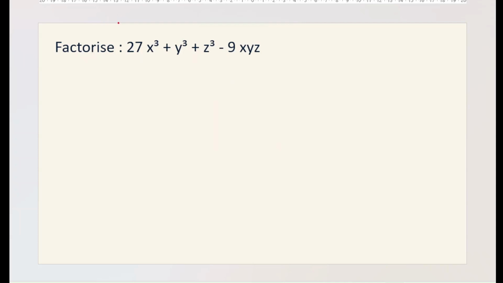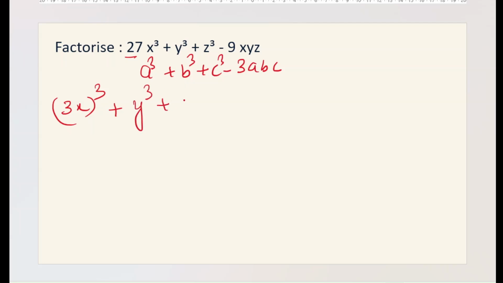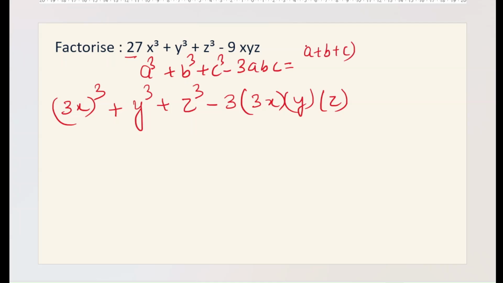What is the question? 27a cube plus b cube plus c cube minus 3abc. This is of this form. Why? Because 27 is 3x whole cube, plus then b cube means y cube, plus z cube, minus 3 multiplied by first term is 3x, then y, then z. And this is equals to, firstly, a plus b plus c, then a square plus b square plus c square minus ab minus bc minus ca. So let us write it in this form.